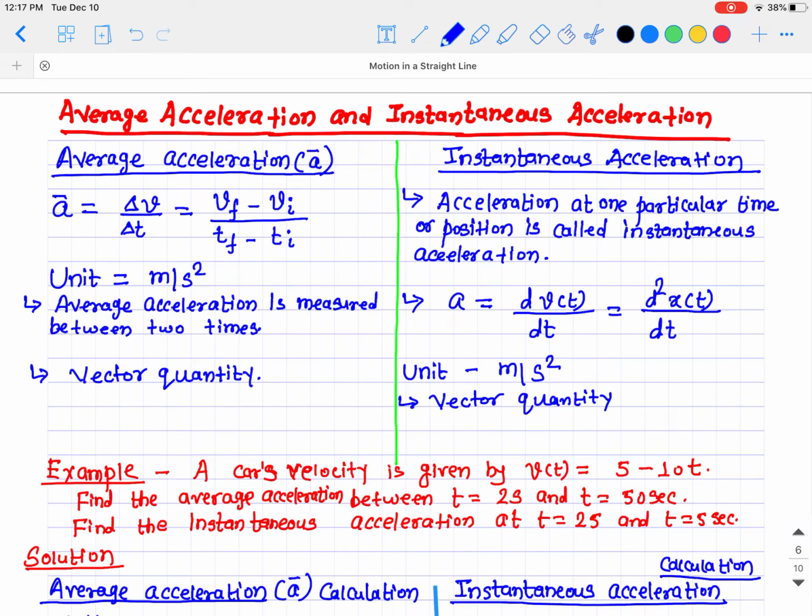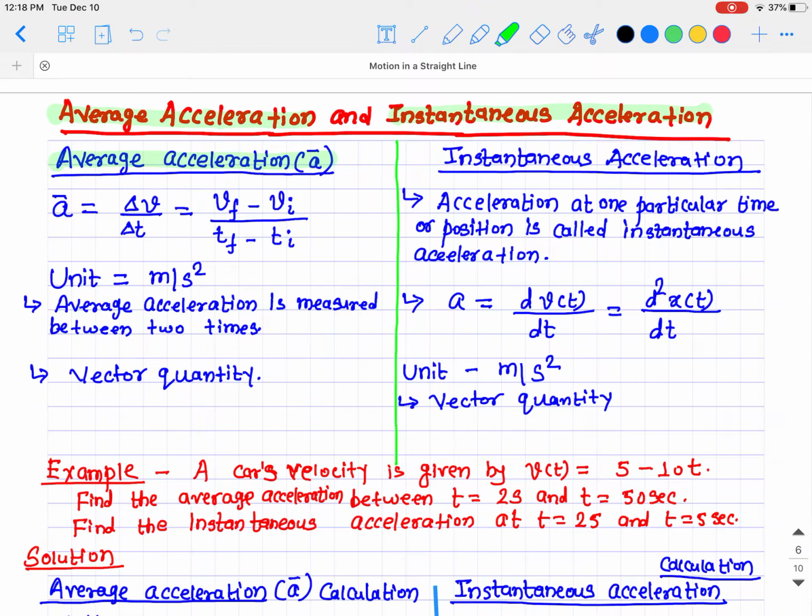In this video, we'll be talking about the average acceleration and the instantaneous acceleration. And we'll also be given an example to differentiate between the average acceleration and the instantaneous acceleration. So what is the average acceleration?